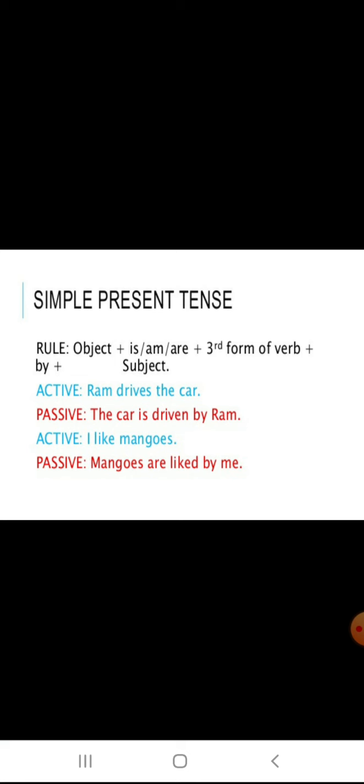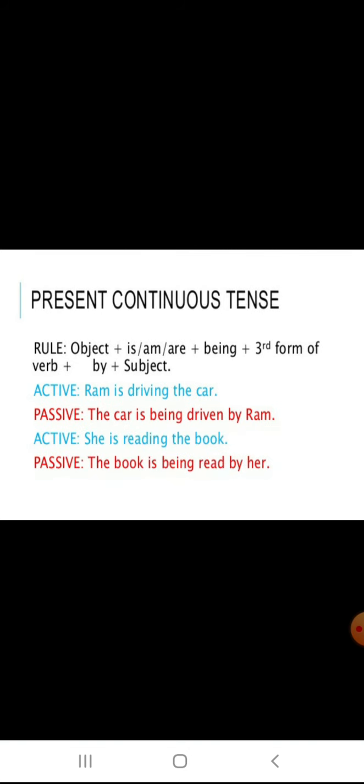Simple present tense, how we can change. The rule is: first object will be there, then is, am, or any auxiliary verb, then third form of a verb, then by, then subject. Now active voice you see, Ram drives the car. The passive voice, how we can change: The car is driven by Ram. I like mangoes. Mangoes are liked by me. We used by; the subject goes as an object and the object goes as a subject in the present tense.